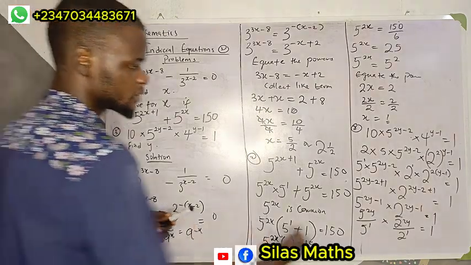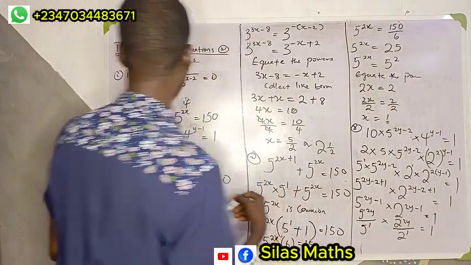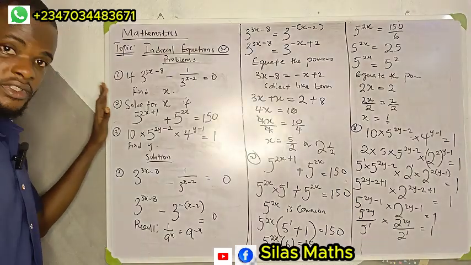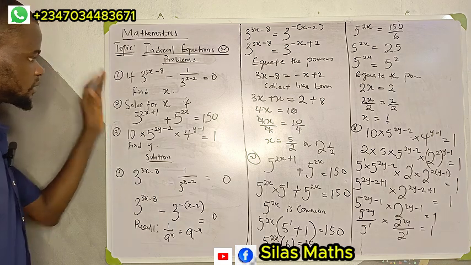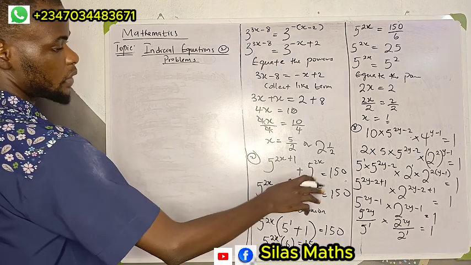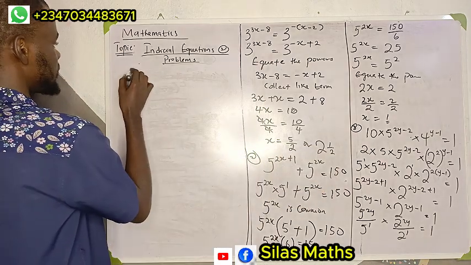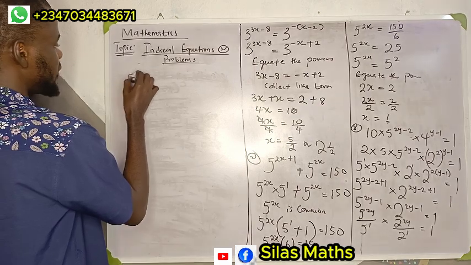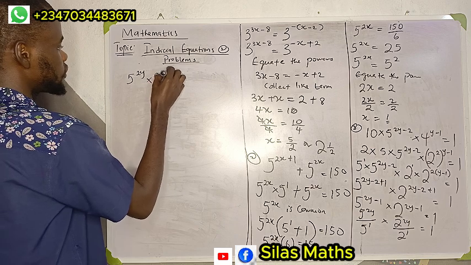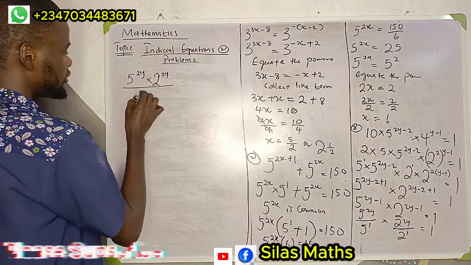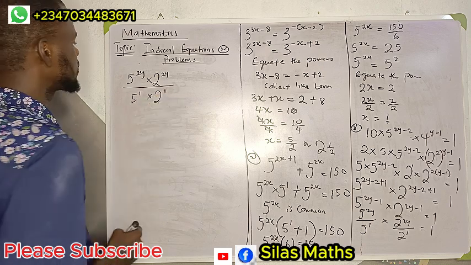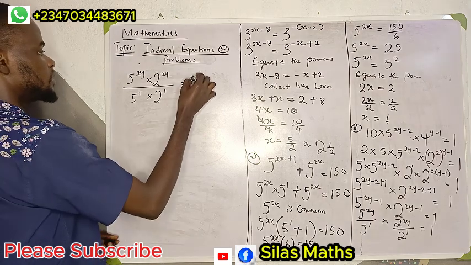Yes. So going further, I would like to clean this part, so if you have not copied it down, pause the video and copy this part down. So let me clean this part. Alright, so solving that further, we are going to have 5 to the power of 2y times 2 raised to the power of 2y all over 5 raised to the power 1 times 2 raised to the power 1, equal to 1 over 1.